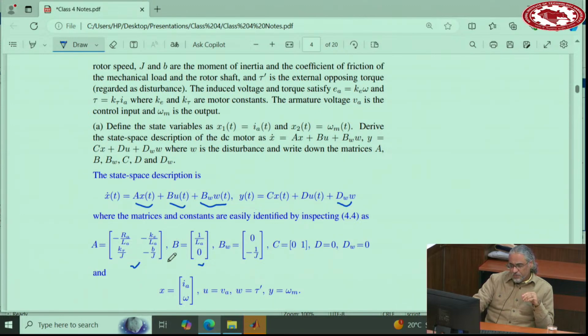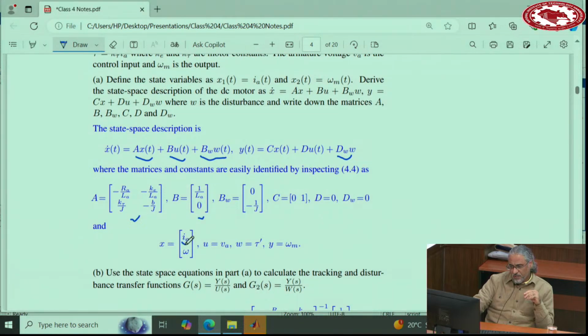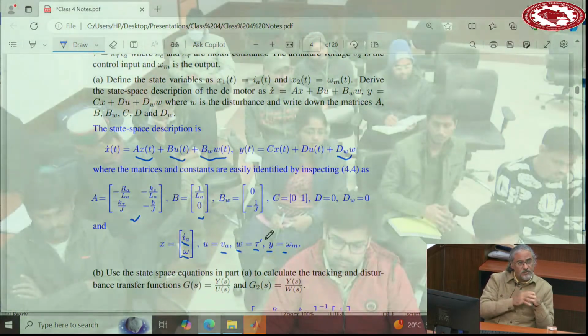So A is this one, B is this one, BW for the disturbance is this one, C is 0, 1, D is 0, DW is 0. And the state variables are IA and speed. Input U is the armature voltage, disturbance is the load torque, and the output is the machine's speed. So again, everything you should be able to define. What is the input? What is the output? What is now the new thing we have here is the state or a state vector. And every element of that state vector, we call it a state variable.